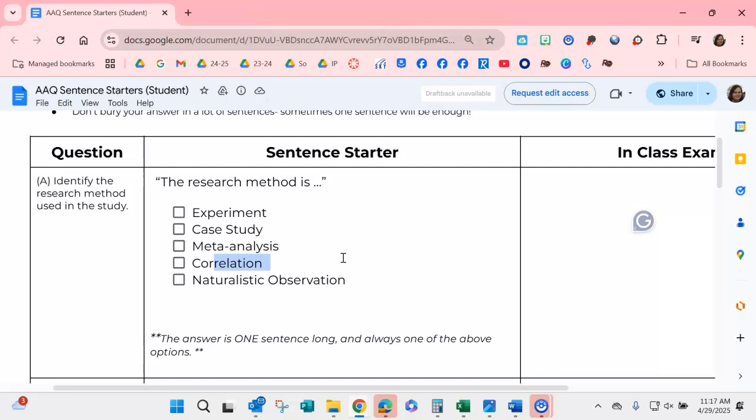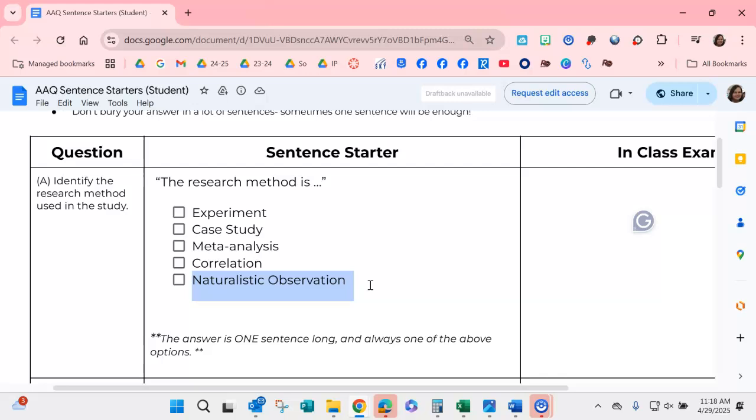Naturalistic observation, watching people or animals in their natural setting. They're unaware. Sometimes a person is mixed in. So let's say you have factory workers.